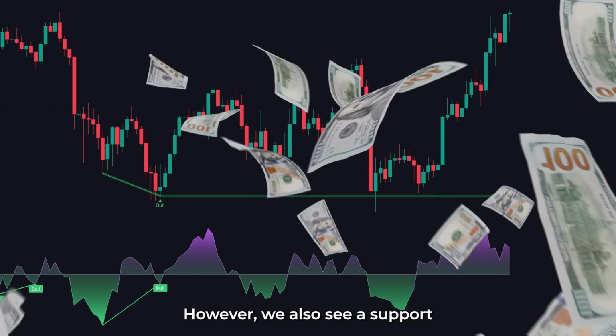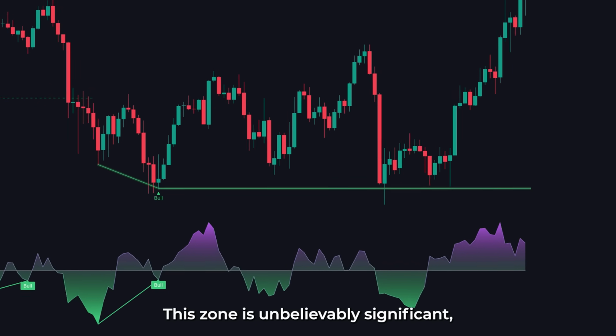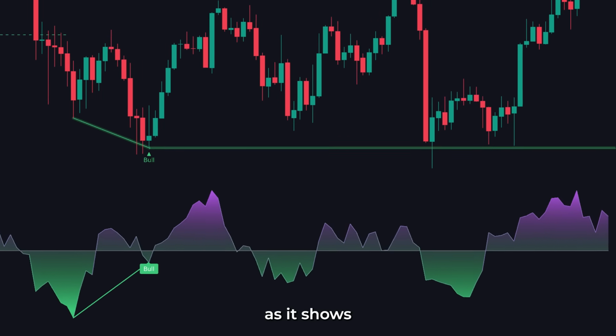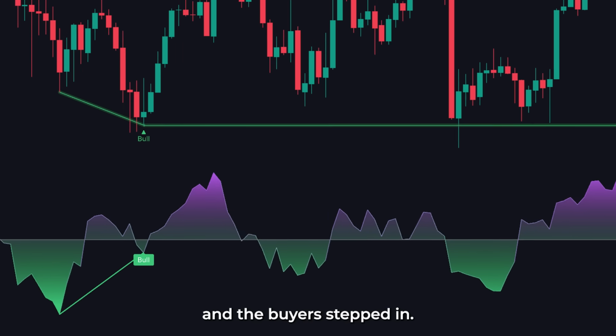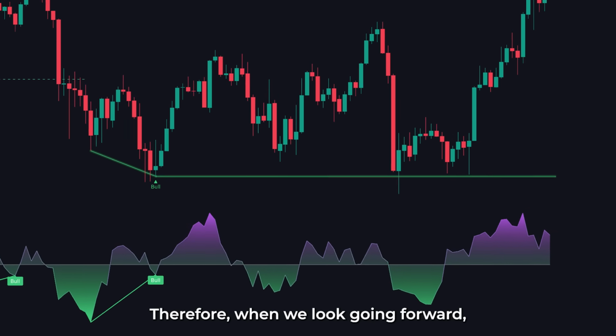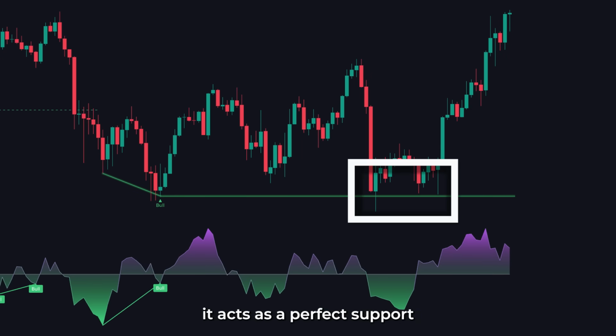However, we also see a support level be produced. This zone is unbelievably significant as it shows the exact point that the bears lost momentum and gave up and the buyers stepped in. Therefore, when we look going forward, it acts as the perfect support zone in the market, making a perfect entry point.